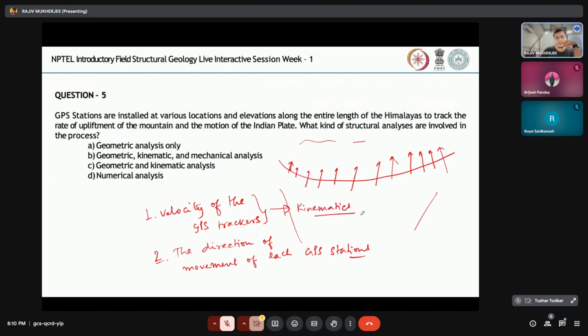Kinematics means the study of the rate of any process, and that can be linked with the dynamic processes such as the stress and the strain and so on. So the kinematic analysis is involved through judging the rate of the motion of each of these GPS stations or GPS trackers. So this involves kinematic analysis. Now the direction of movement obviously is related to the geometry of the Himalayan fold belt, right?